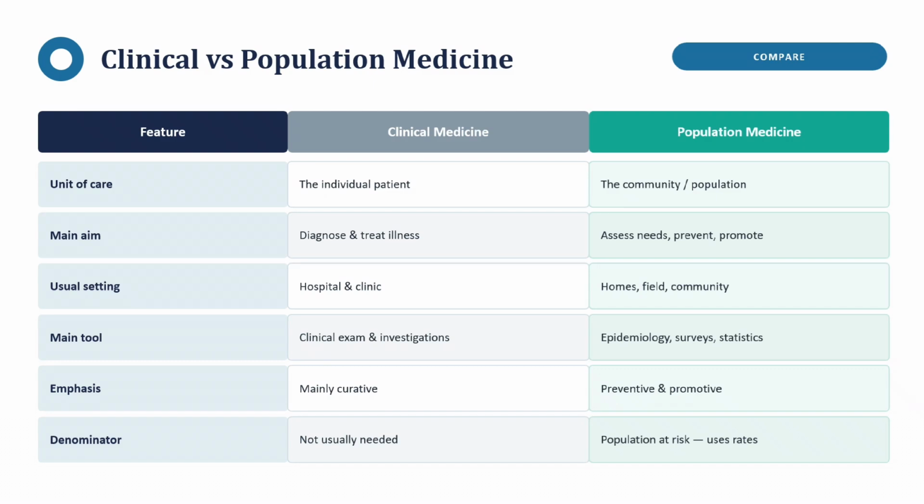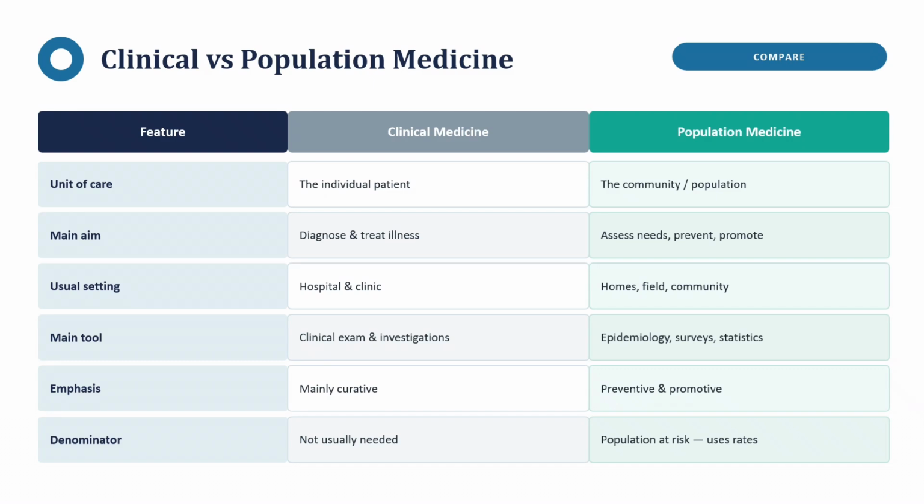Now, can you see in the slide, the last row? I want you to sit with this one, okay? The denominator. Clinical medicine doesn't usually need one. You are not calculating a rate for a single patient. Population medicine cannot work without one. We don't just count cases. We relate those cases to the population at risk and we work in rates.